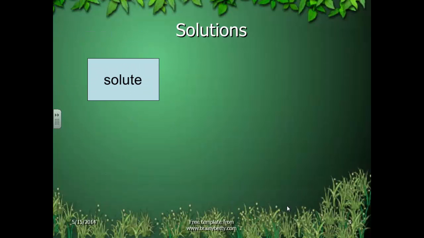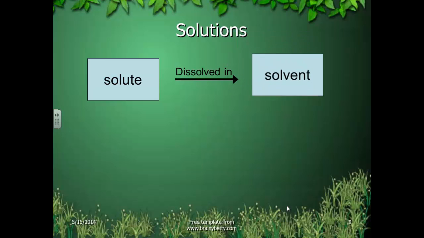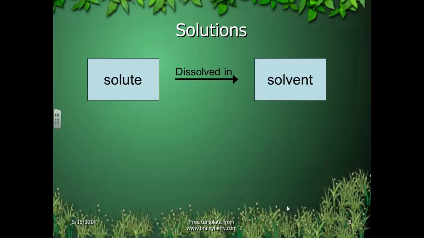We can use this idea of likes dissolves likes to give several examples of different kinds of solutions. So we're going to fill in a chart of examples, and your chart works like this. The first box will be the solute, and then you follow the arrow, and it's dissolved in a solvent. So that's how this chart works. The box on the left, before the arrow, is the solute. The box on the right, after the arrow, is the solvent.